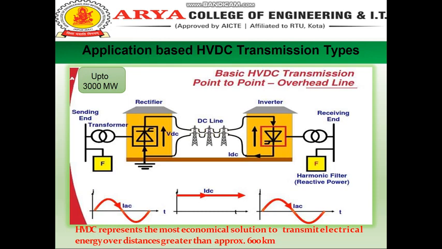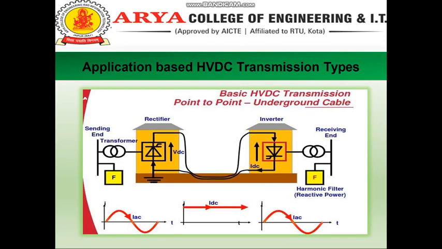HVDC represents the most economical solution to transmit electrical energy over distances greater than approximately 600 kilometers. This is an application-based HVDC transmission type, point to point, for underground cable. The process is similar to the overhead line.